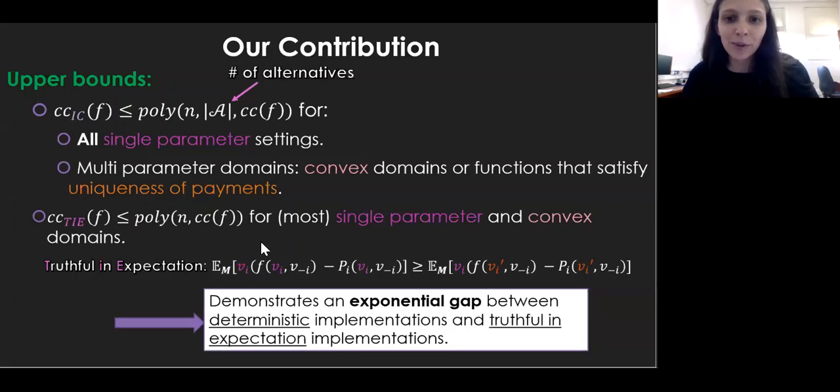So we showed that for truthful in expectation mechanisms, we managed to get relatively efficient protocols for single parameter and convex domains. And therefore, we get an exponential gap between deterministic implementations and truthful in expectation implementations.